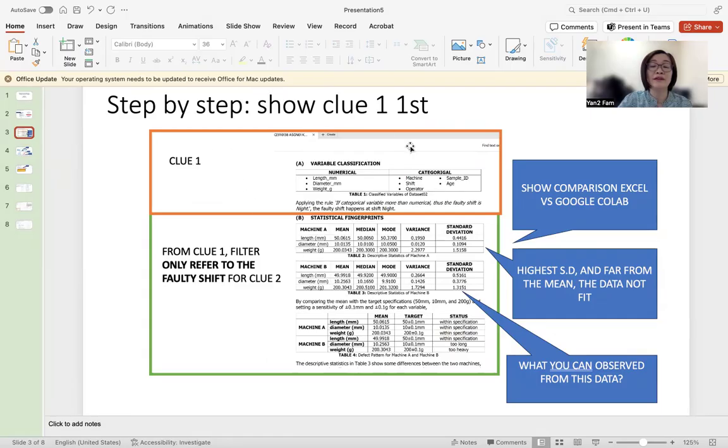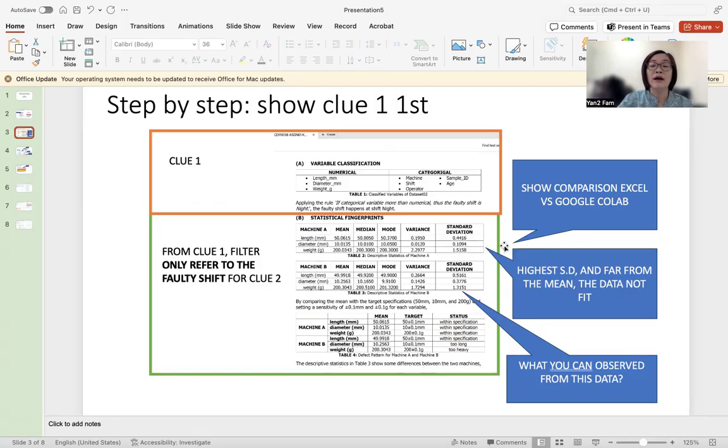After that, in this case, your friend decided to choose night shift as the faulty session shift. So for the step, clue number 2, you only focus on the night shift. You don't need to calculate for the day shift anymore. It's mentioned clearly that the fault happened in the night shift.